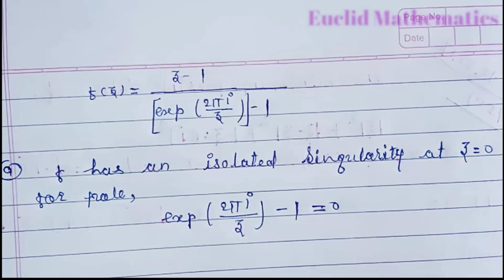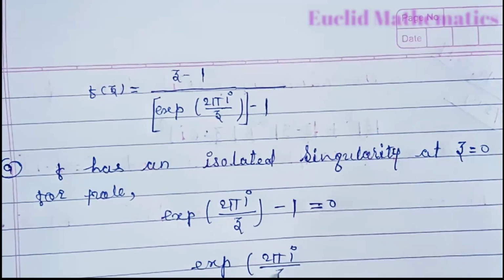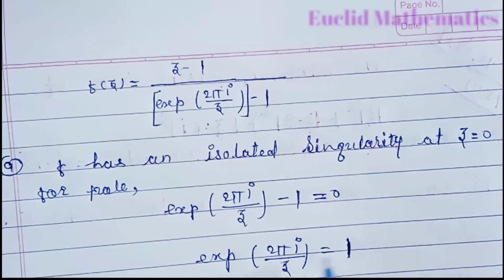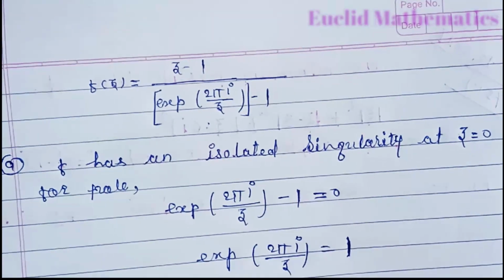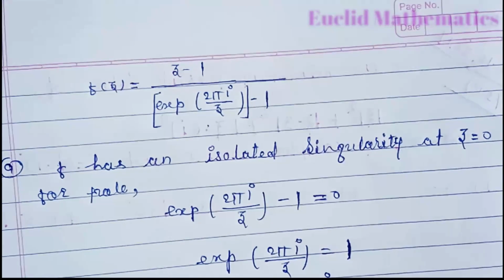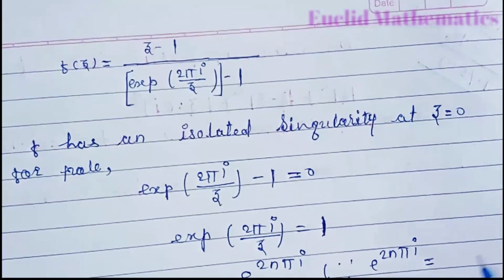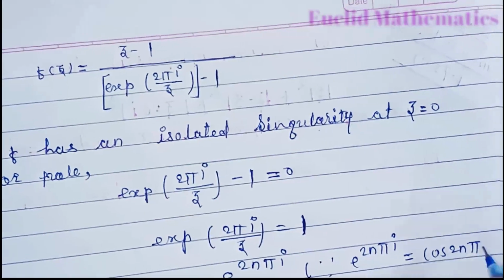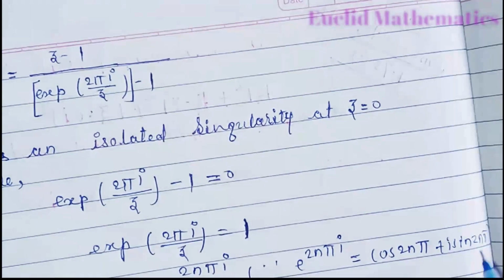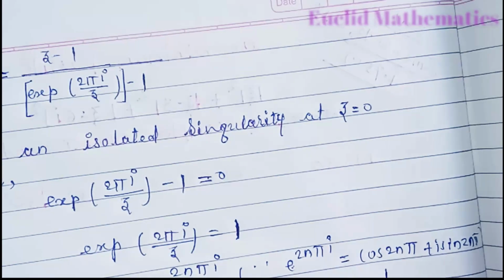So we can solve it further. So exponential of 2 pi i divided by z is equal to 1. So we need to solve it further. So 1 can be written as e raised to 2n pi i. Why? Because e raised to 2n pi i can be written as cos 2n pi plus i sin 2n pi. Okay, so we know that sin 2n pi is 0 and cos 2n pi is always 1. So e raised to 2n pi i is 1.